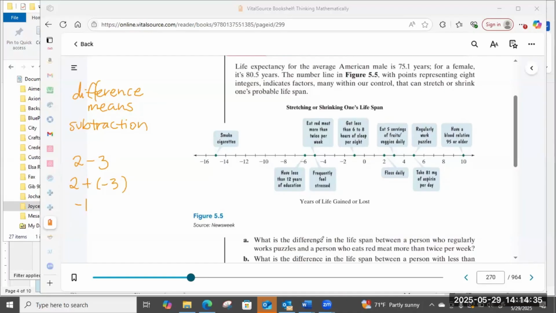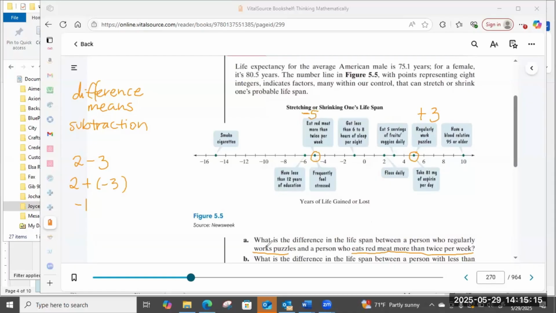Let's look at this example. What's the difference in the lifespan between a person who regularly works puzzles and a person who eats red meat more than twice a week? So someone who works puzzles is right over here. They have a difference in lifespan. They gained 3 years. Well, that's good news for me. I like to do puzzles. Someone who eats red meat more than twice a week, they're over here at -5.